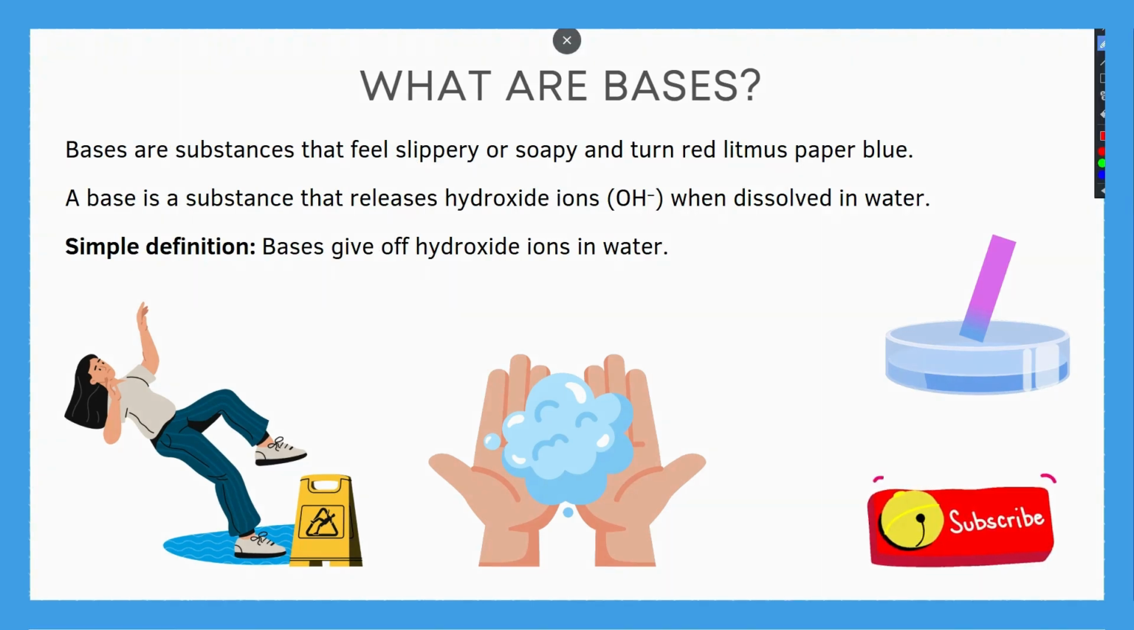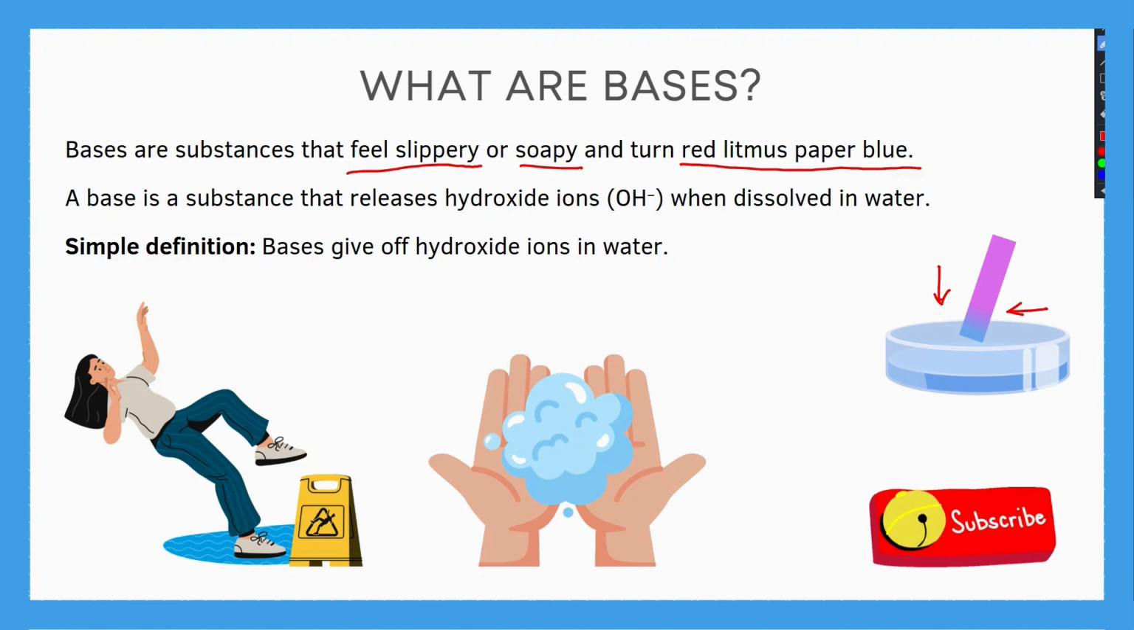Now we've defined what acids are. Let's go ahead and define what a base is. A base is a substance that feels slippery or soapy and can turn red litmus paper to blue. In the case of acids, we saw that acids turn blue litmus paper red, but over here we can see that bases turn red litmus paper blue.